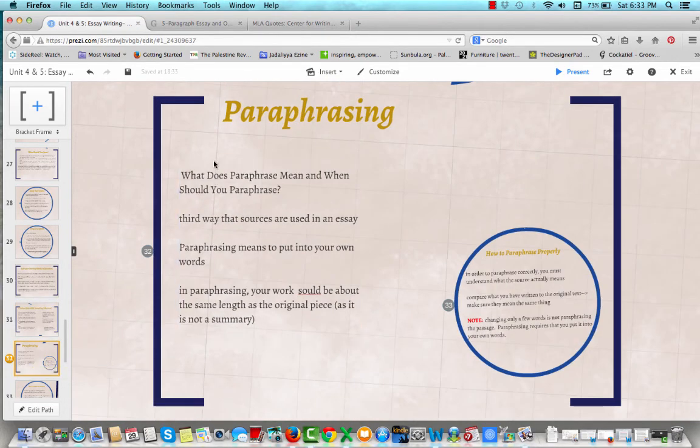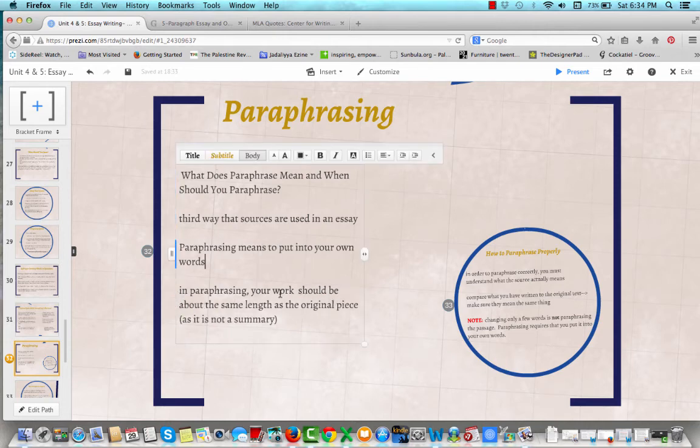All right, guys, so in relation to paraphrasing, all right, what does it mean? Again, it's a third way to use a source in an essay, but you are using the information or the quote and you are putting it in your own words as opposed to actually taking it and including it. But again, whenever you use information or ideas that are not your own, all right, you should still include the sources, all right, because it is not your idea.